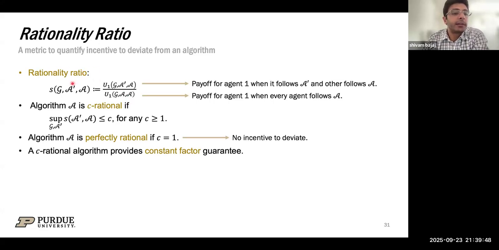Okay, so with this rationality ratio definition, we say that an algorithm A is C-rational if for every game G and every algorithm A prime, this fraction can be bounded by a constant C, for any constant C greater than 1. And I call this algorithm perfectly rational if C is equal to 1. Intuitively, a perfectly rational algorithm means that no agent has any incentive to deviate to any algorithm. And a nice property of this metric is that it provides constant factor guarantees to the algorithms, as opposed to some other metrics which are additive in nature and can scale with the rewards of the game.